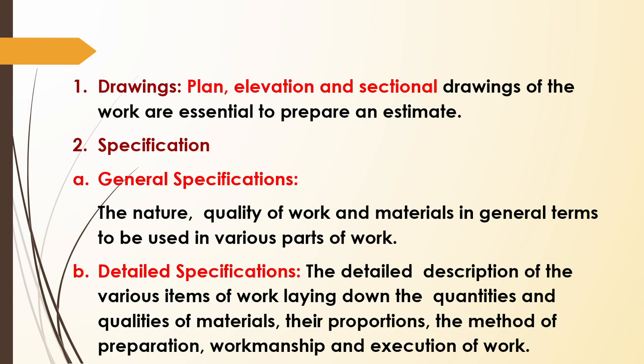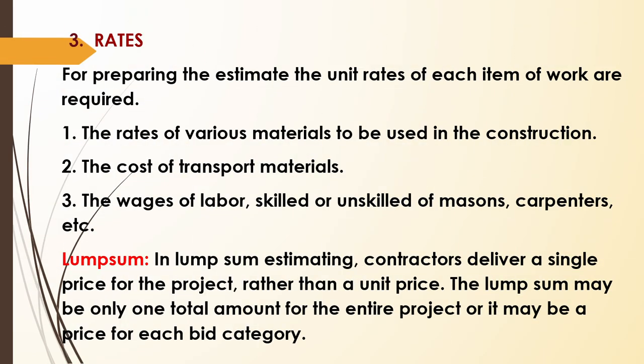Now the second one is specifications. Specifications are of mainly two types: general specifications and detailed specifications. In general, we need how much is the quantity and so on. Detailed specification includes the different items, how much is the labor charge, how much is the transportation charge, and all we have to include. Now finally we need the rate.